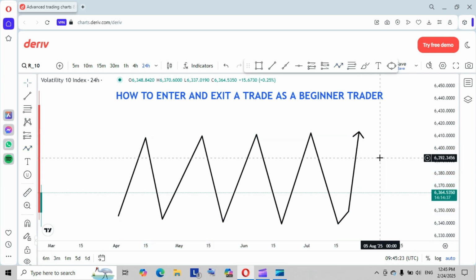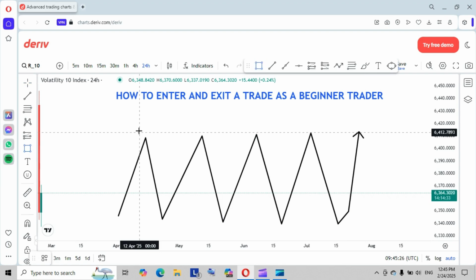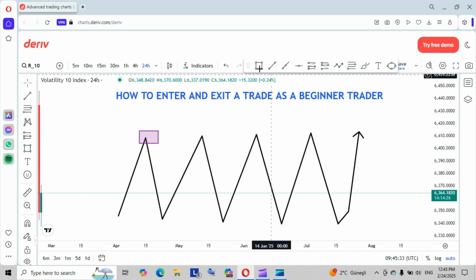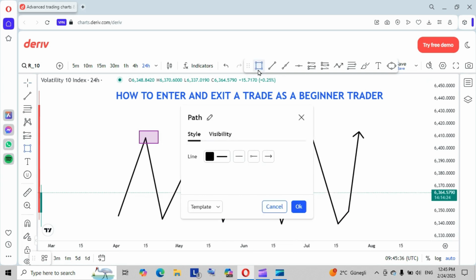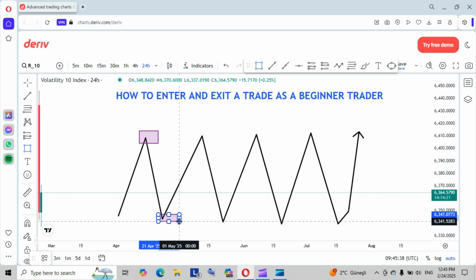So now, what does this mean? For you to identify this, you are going to see equal highs. This is the price where the buyers were able to push the price up. Then you are going to see equal lows. This is the price where the sellers were able to push the price down. So the price is going to be playing within a particular zone, within a particular price zone.